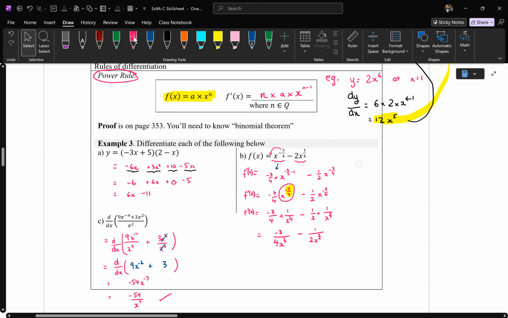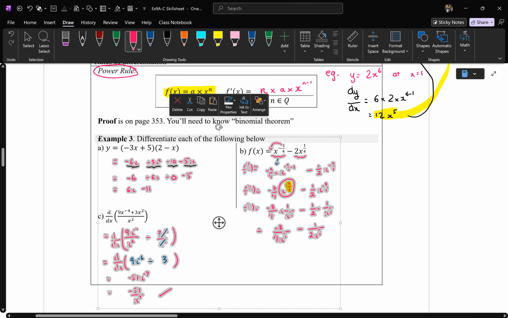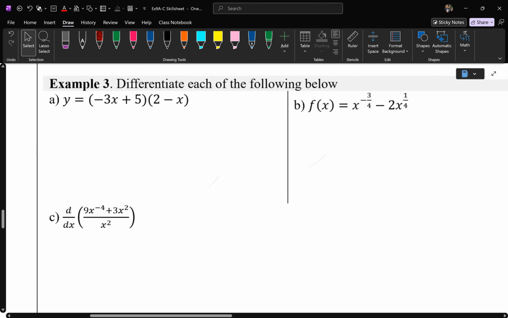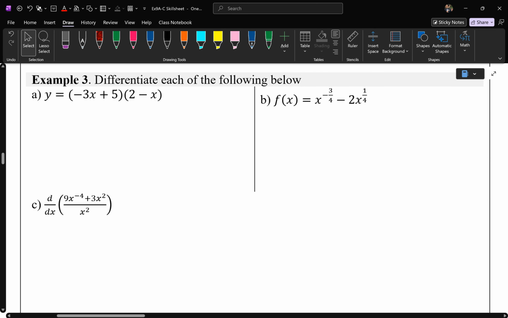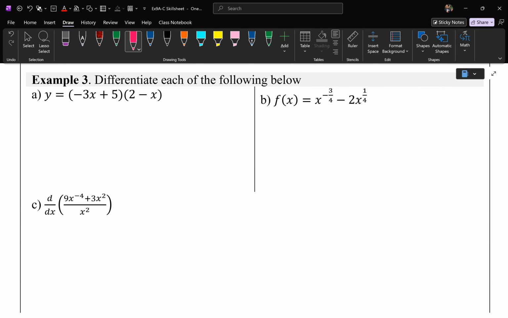Okay? Here we go. I'm going to delete all of my calculations here. I'm going to do the first one with you, but you're going to do the next two. And then I'll take a break for today. Okay, so the next few rules, it's all about you expanding and simplifying. So here we go. Example 3, differentiate each of the following. So you might have got this last year as part of your test or exams.